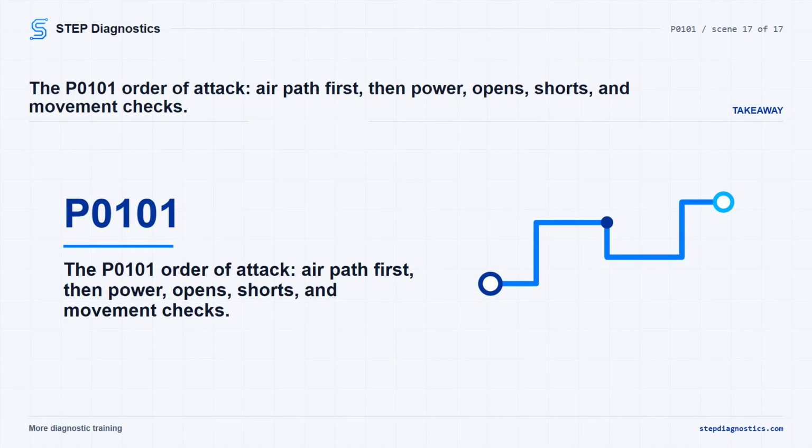The takeaway is simple. Prove the air path first, then prove power, opens, shorts, and intermittent movement before condemning a component.